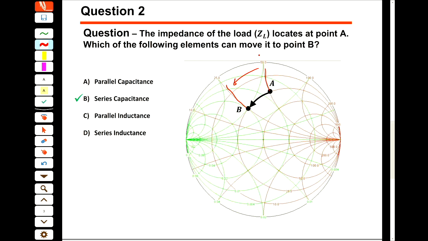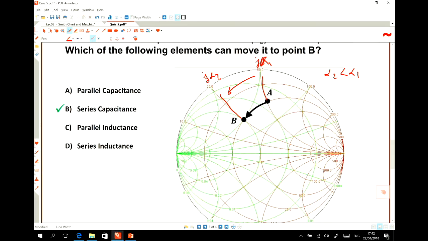So the reactance that we have here, for example, is j alpha 1, and here is j alpha 2, and this alpha 2 is smaller than alpha 1. It means that this component has a negative reactance, and negative reactance is for a capacitor. So B is the correct one.